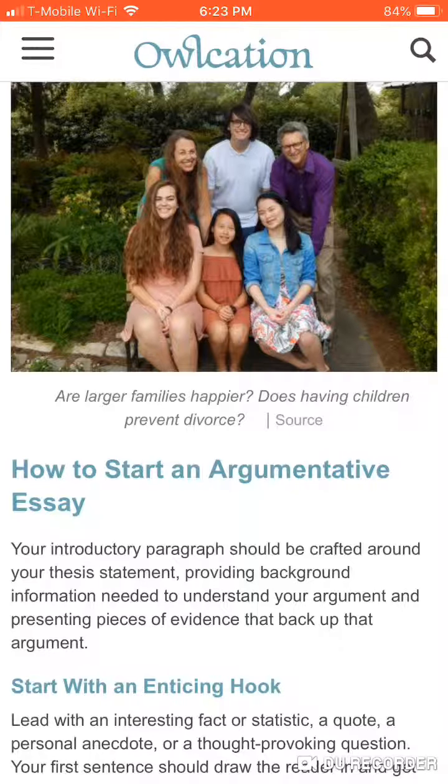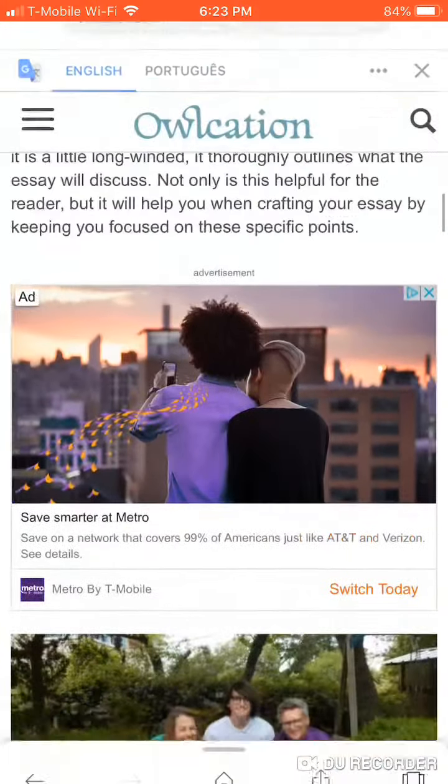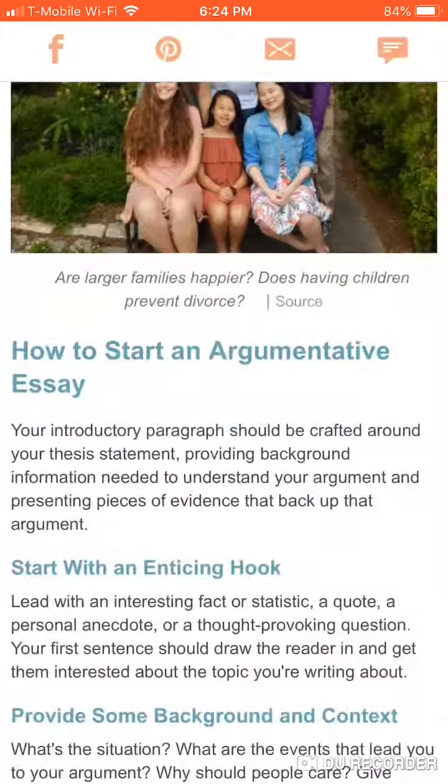How to start an argumentative essay? Your introductory paragraph should be crafted around your thesis statement, providing background information needed to understand the argument, and presenting pieces of evidence that back up that argument.